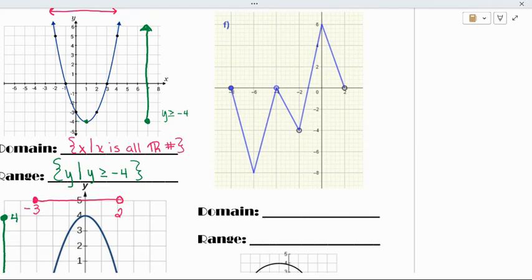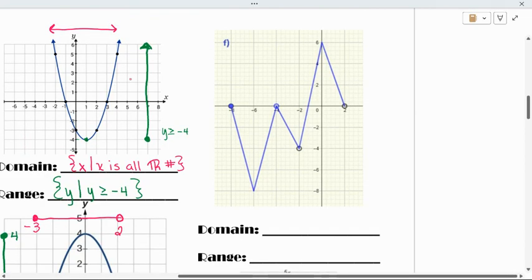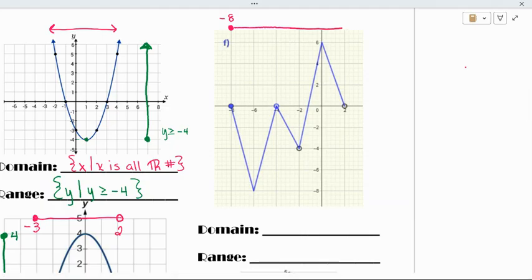What is the smallest or the leftmost point on your graph? Talking about the domain, what is the leftmost point on my graph? -8. And is it a closed circle or an open circle? Closed circle. Now let's go to the rightmost point of my graph. What is that? 2. Is it a closed circle or an open circle? Open.